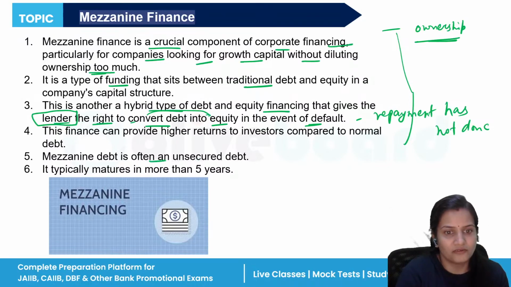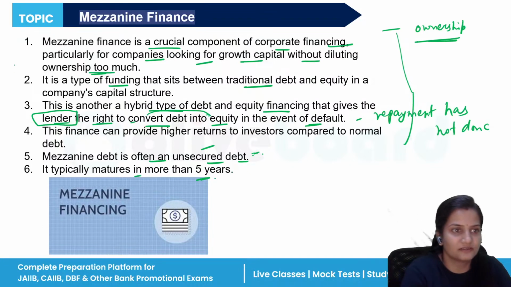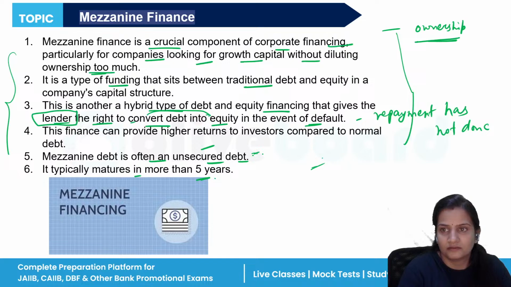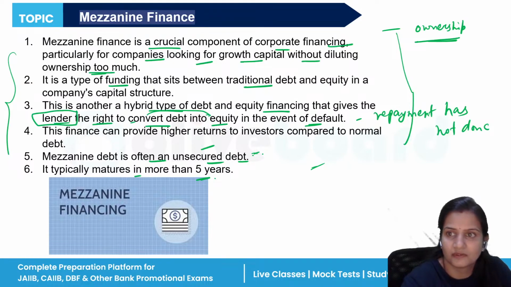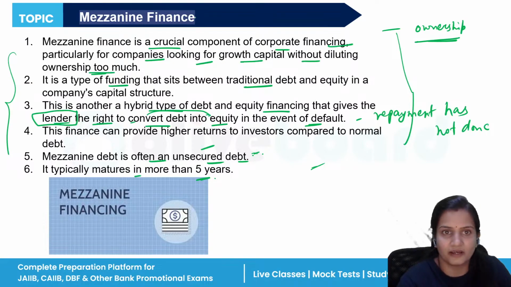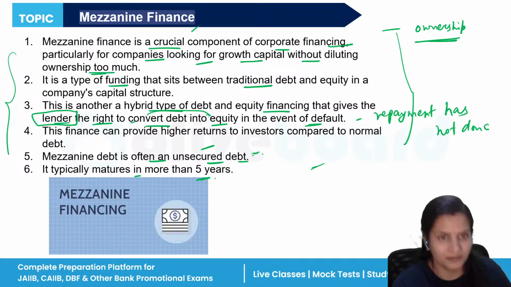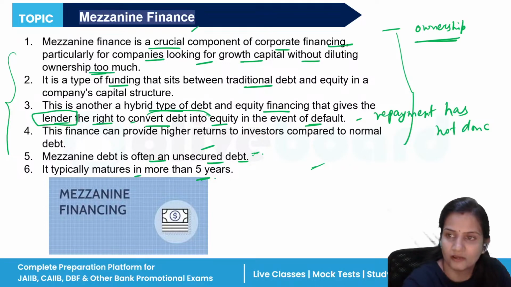It is often an unsecured debt, meaning no security is given in such cases of debt, and it typically matures in more than 5 years. So these are all the important points regarding mezzanine finance. Clear? So take the screenshot or you can simply download the PDF the way I have told you.